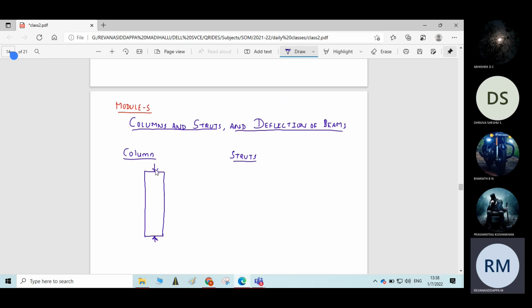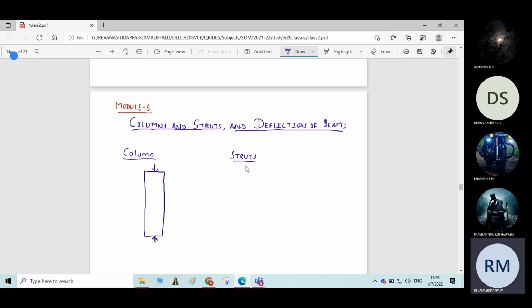In the case of a column, both the ends of the column are fixed. You can see this in almost all RC, reinforced concrete structures. In reinforced concrete frames, all the columns are fixed in nature; both the top and bottom of the column will be fixed.